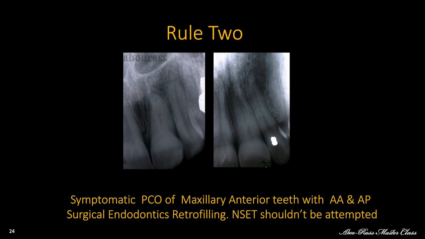Rule two: the patient is symptomatic. Early signs of AA, that's acute abscess, or AP, apical periodontitis: you lose the lamina dura at the apical third. Focus on the apical third. And thickening of the periodontal ligament space and changes in the bone. In those cases, we basically go directly to apical surgery. And we do curettage, examine the area, and many times we are able to access the apical third and fill it, or we do retrofill.